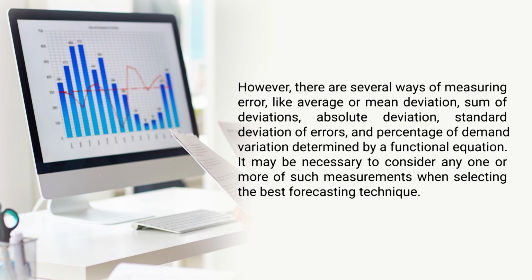So we can measure the error like average and mean deviation. In the theory of probability, we have to take the average or mean deviation. For measuring the error, we use the sum of the deviation, absolute deviation, and standard deviation of error, and the percentage of demand variation determined by a functional equation. It may be necessary to consider any one or more of such measurements when selecting the forecasting techniques.